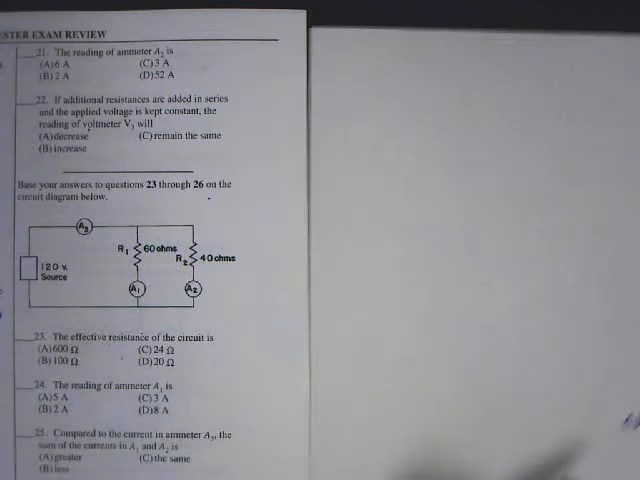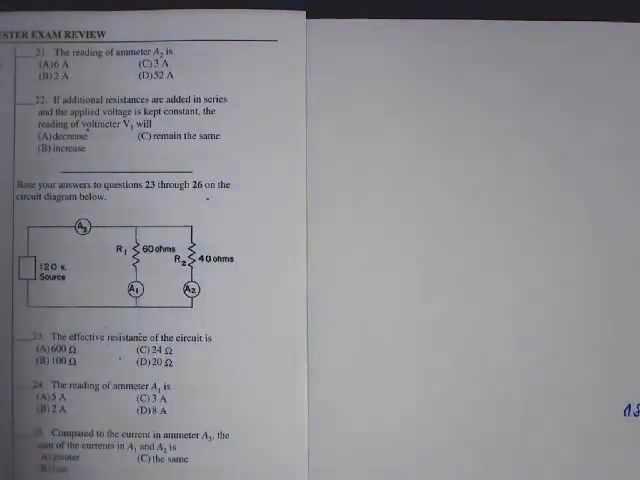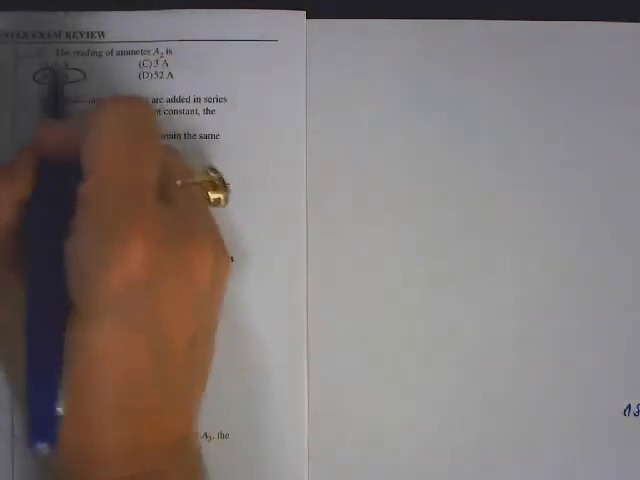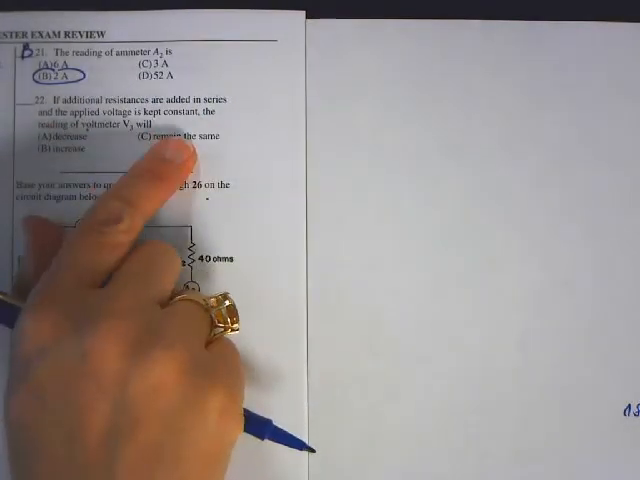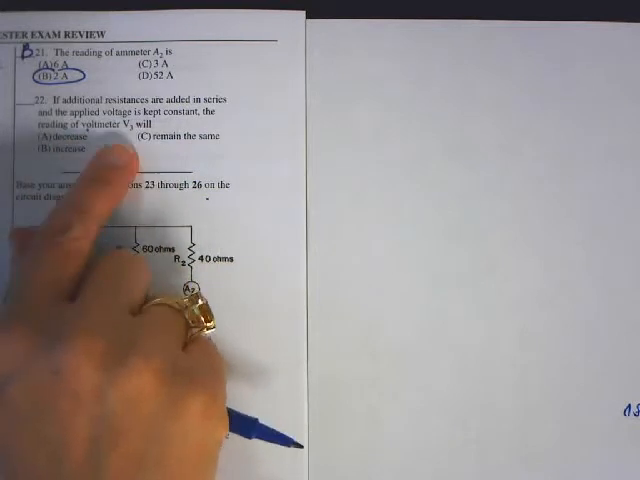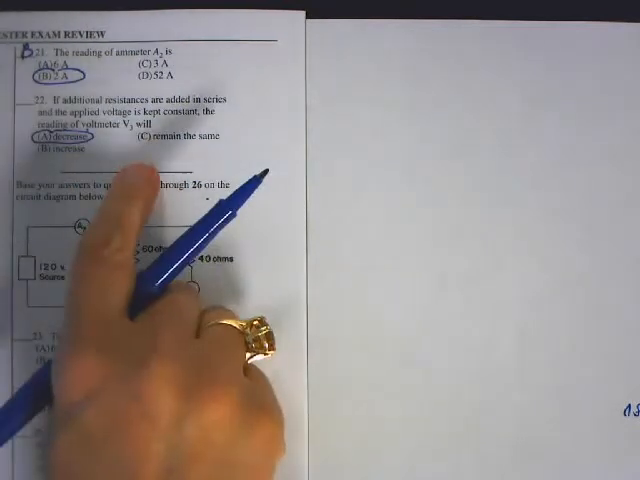It says the reading of ammeter A2 is... when I go back and look at that, remember it's all the same, and we already knew that, so it's B, 2 amps. If additional resistances are added in series and the applied voltage is kept constant, the reading of the voltmeter is going to decrease, because remember in series the voltages add up, the current remains the same.